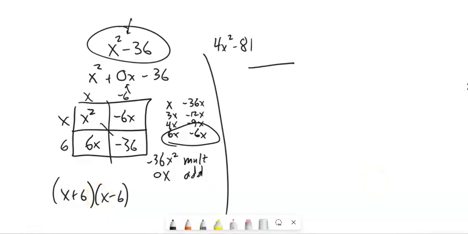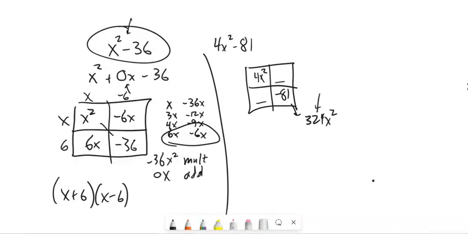Let's look at this one. 4x squared, negative 81. So let's see, 81 times 4 is 324 x squared. Well, one of the things that I know is these have to be the same size, but one positive and one negative, right? Like the same magnitude. So let's see, square root of 324 is 18. I just did that on my calculator.